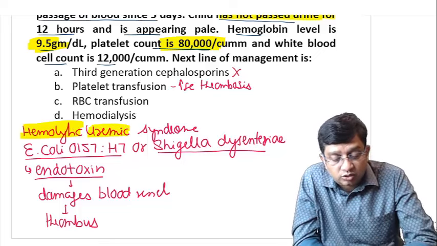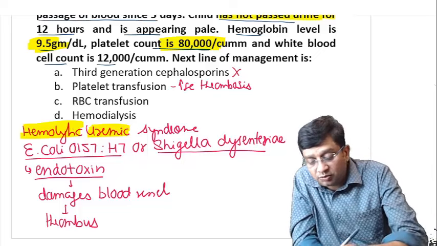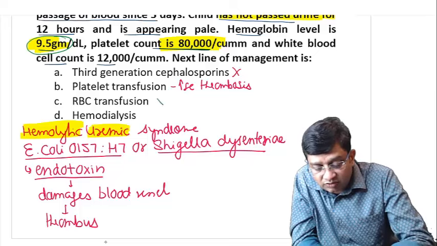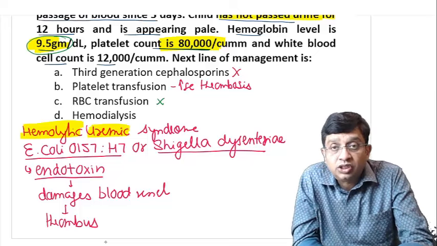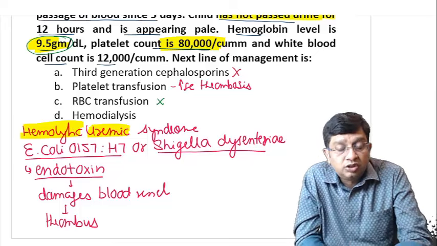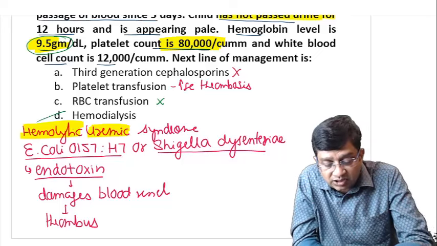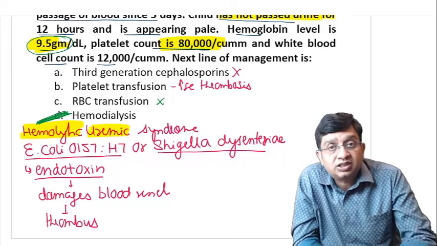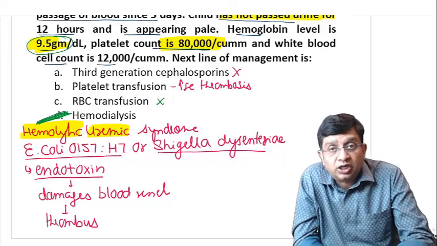That is the thing. So you don't give antibiotics here. You don't give platelet transfusion. And 9.5 gram is not an indication for RBC transfusion. So out of the 4 options, the best appropriate answer given is hemodialysis. Hemodialysis is the right answer for hemolytic uremic syndrome.